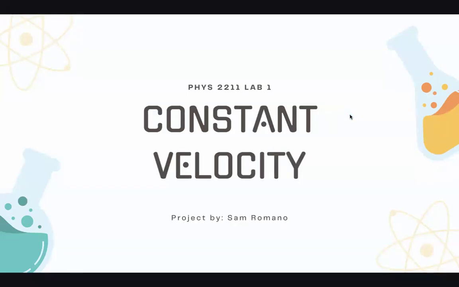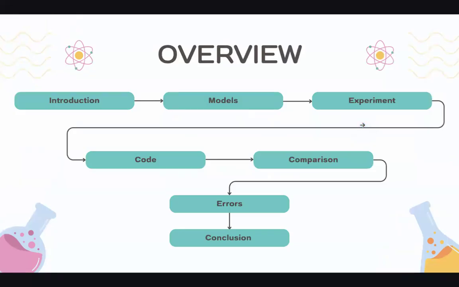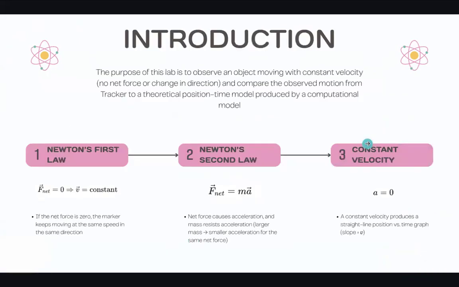Hi, I'm Romano, and this is my Physics 2211 lab one on constant velocity. In this lab, I modeled constant velocity motion and compared what a computational model predicts to what we measured from video tracking. Over this presentation, I'll introduce the physics idea, the equations, and explain the experiment and how I got the initial conditions from Tracker, and then I'll show the results and what they actually mean.